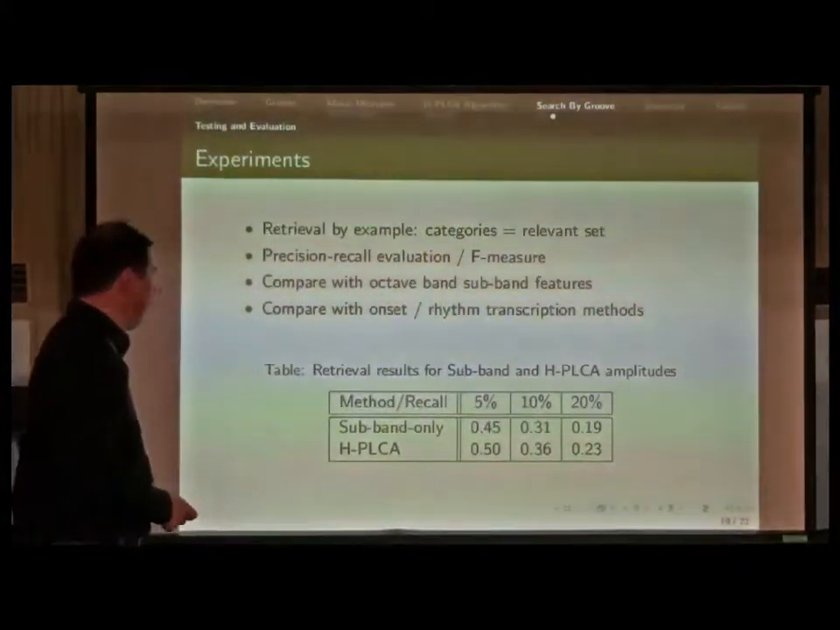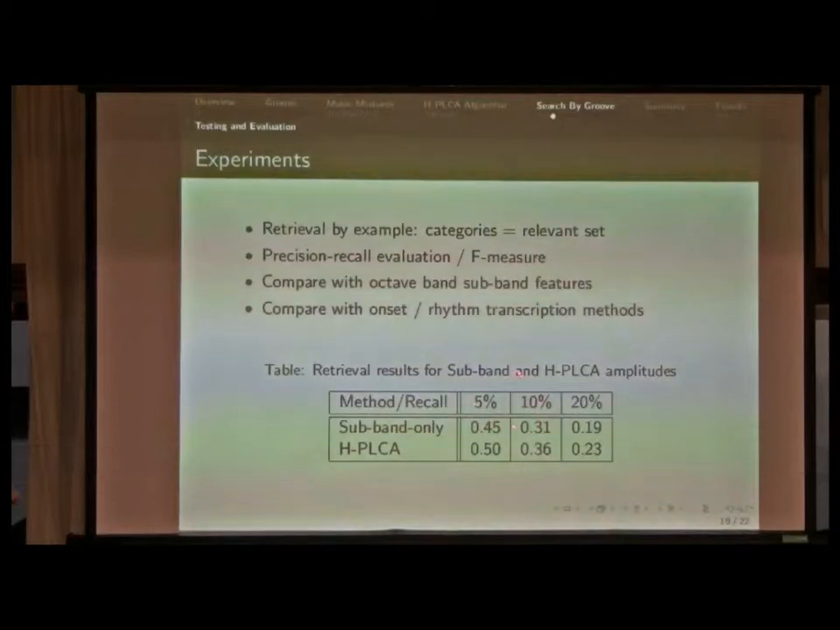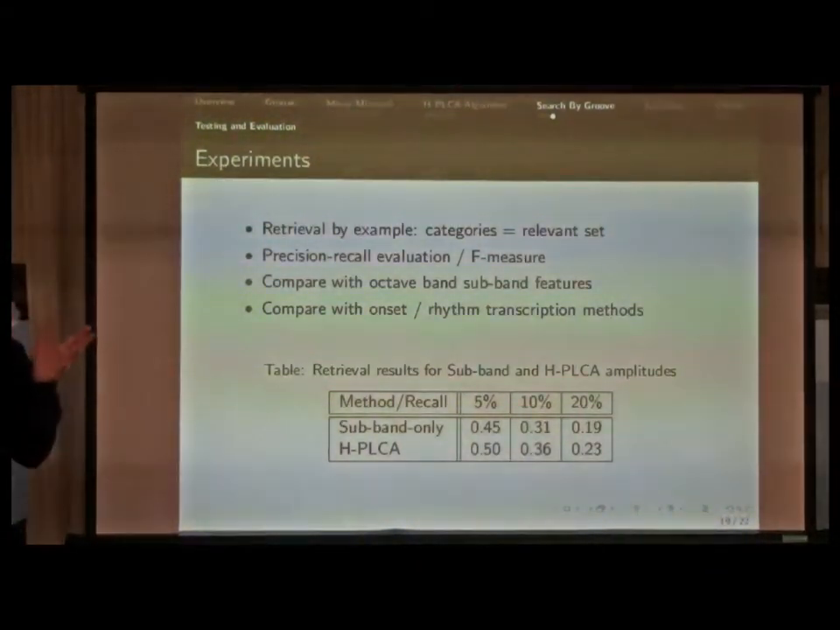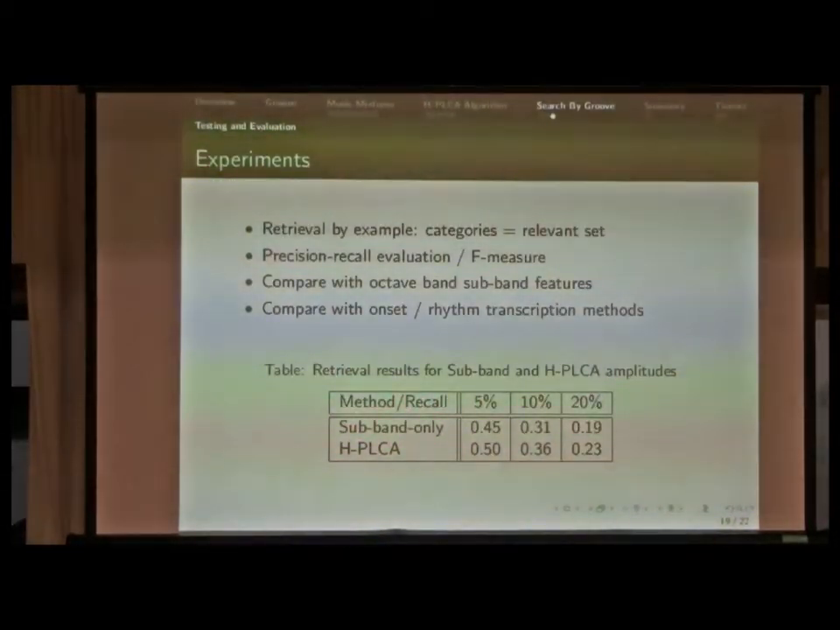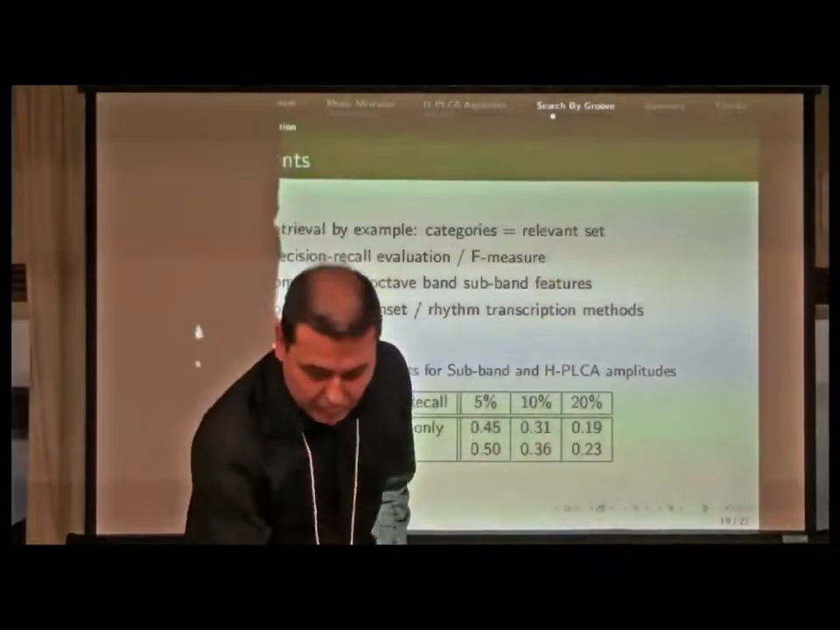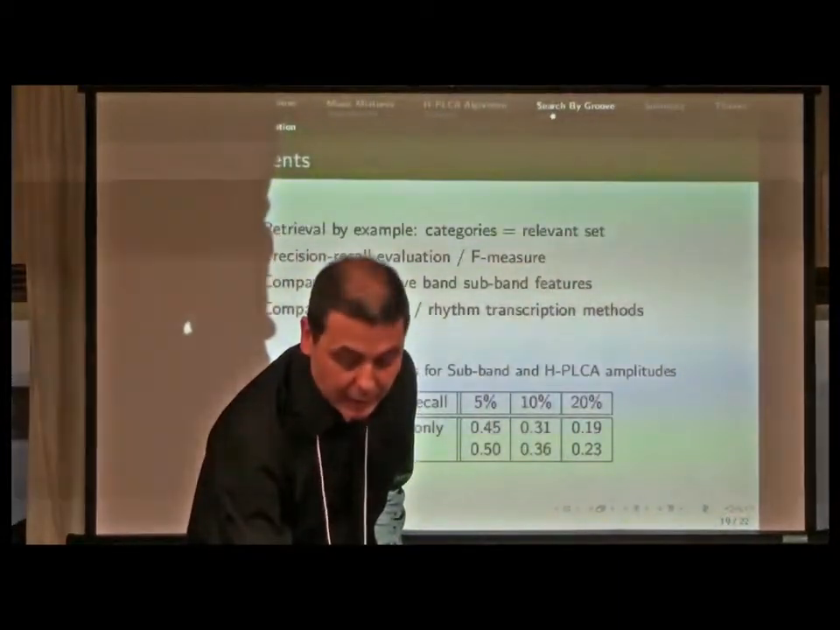For a recall rate of 5%, 10% and 20%, we're comparing ourselves to doing a subband only decomposition. So we take an octave subband decomposition of the spectrum and just use the amplitude outputs as the temporal measure. And we see that we get a divergence of 5% consistently for a given recall rate by using HPLCA versus subband. And this is an early result. This is work in progress, and we hope to do a lot better. We're sort of rethinking how we do our evaluation. But it's early evidence that we're moving in the right direction by diverging from subband.